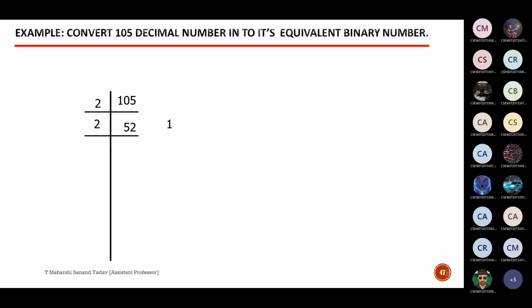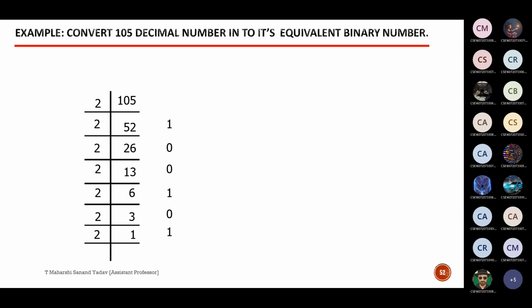So 2 into 52 will be 104, and here this one is called the remainder. Next, keep on dividing it by 2. Next it will be 26 and remainder is 0. Next 13 is 26, remainder will be 0. Next 2 into 6 will be 12, remainder is 1. Next 2 into 3 is 6, remainder will be 0, and 2 into 1 is 2, remainder will be 1.